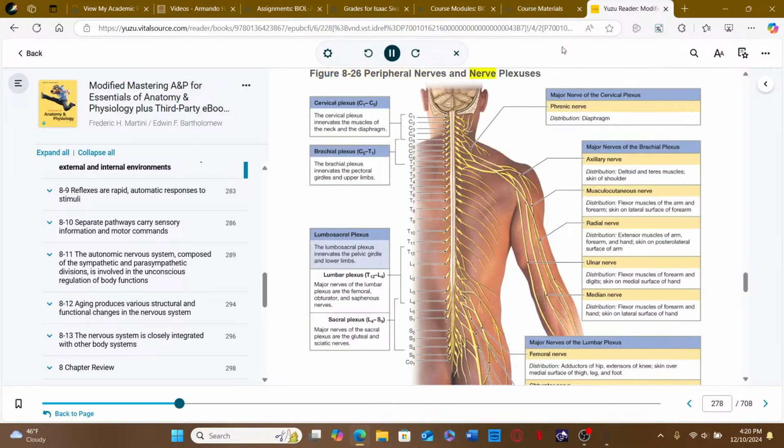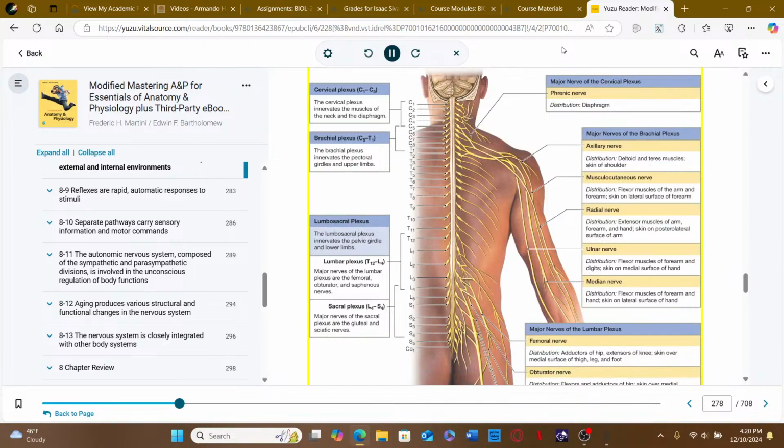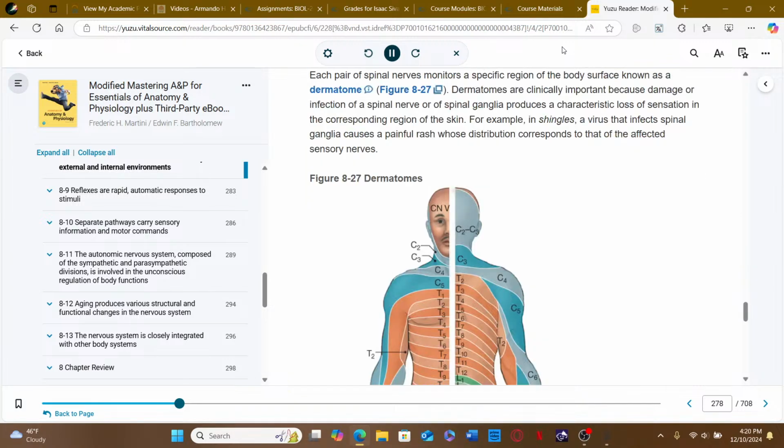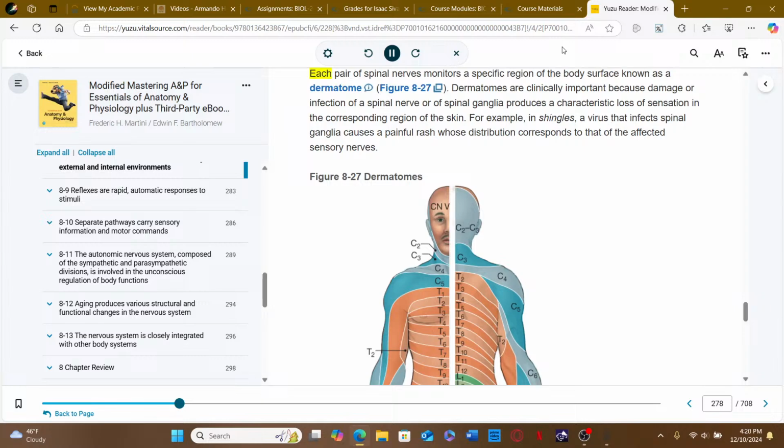Figure 8-26 Peripheral nerves and nerve plexuses. The 4 spinal nerve plexuses and major peripheral nerve distributions are shown.